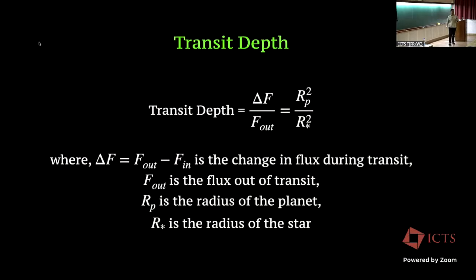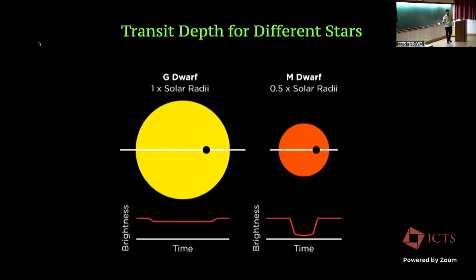Just to give you some understanding of the numbers, we'll understand transit depth in a bit more detail. So what is transit depth? Transit depth is delta F, the change in the flux during transit, divided by F out, the flux out of transit. That quantity gives us the information about the planet, because it is proportional to the radius of the planet to that of the star, squared. This is the quantity that we measure, and this is what we call transit depth. This is very important when we detect planets.